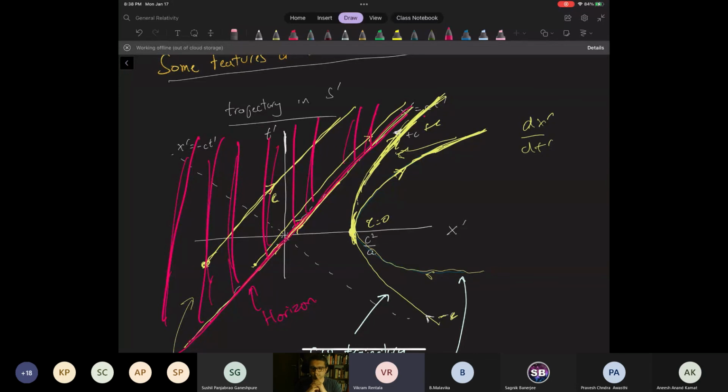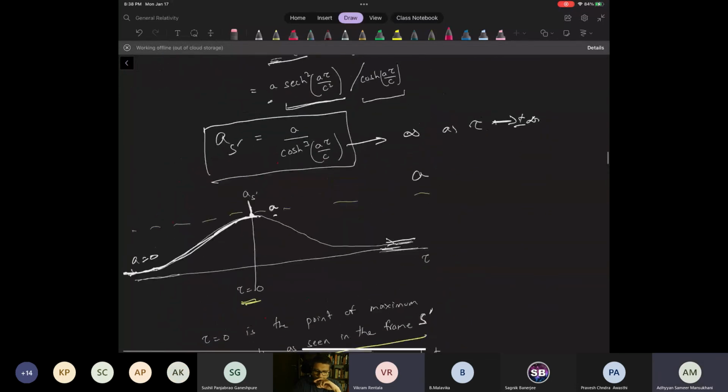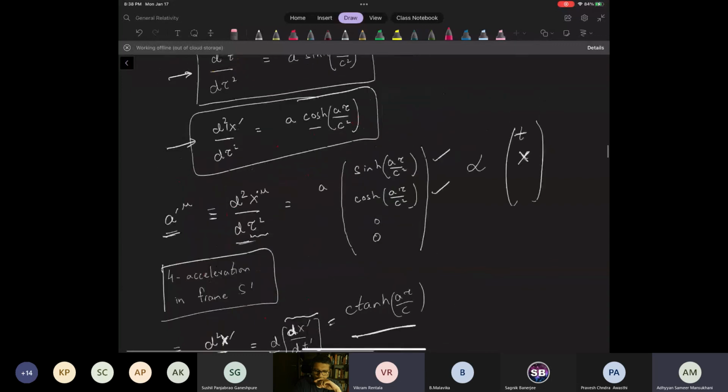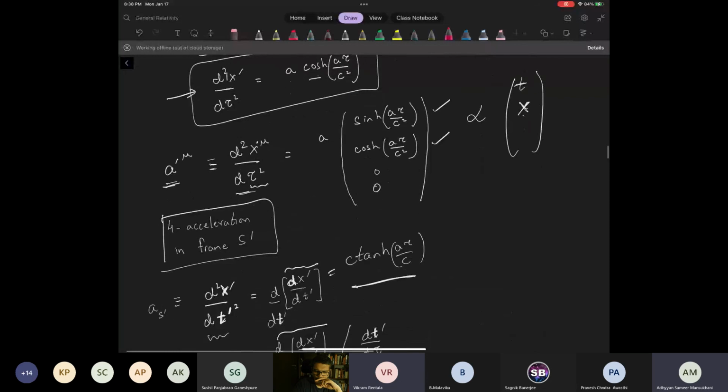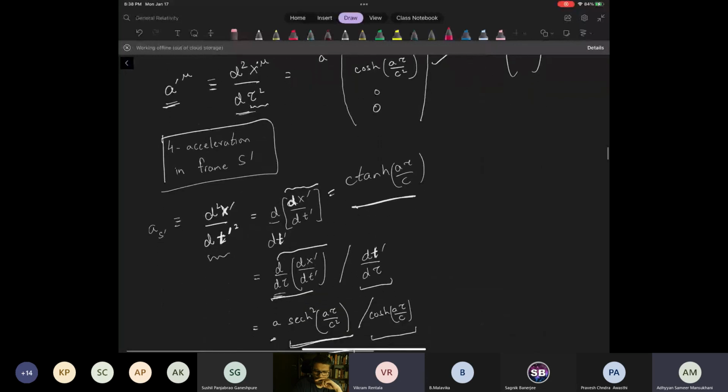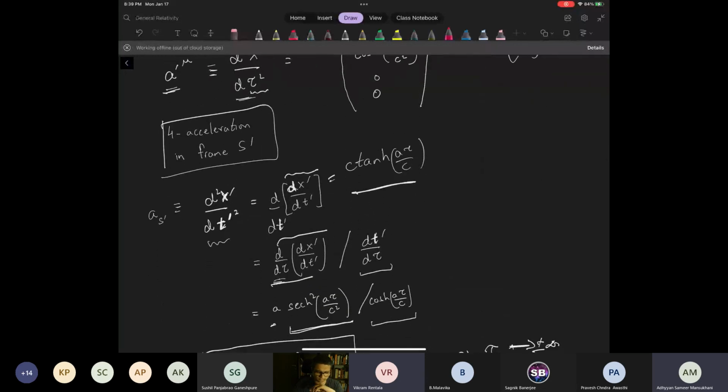So can you scroll up a little bit? A little more. Yeah, just down here where you define acceleration as dx by dt prime. The formula that you're using for dx prime by dt prime is the one we got by using the transformation laws for velocity, right? This one? c tanh(a tau by c). Oh, this one. Yes, exactly. So this was c tanh(a tau by c). Yeah, that's right.